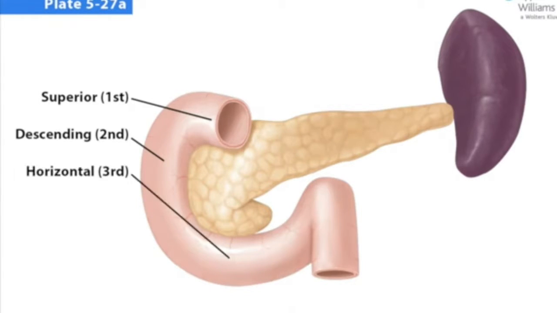The third, or horizontal part of the duodenum, is at the level of the body of the third lumbar vertebra and crosses the right psoas major, the inferior vena cava, and the aorta. The fourth, or ascending portion of the duodenum, runs superiorly along the left side of the aorta. Upon reaching the inferior border of the pancreas, it turns anteriorly to join the jejunum at the duodeno-jejunal junction.